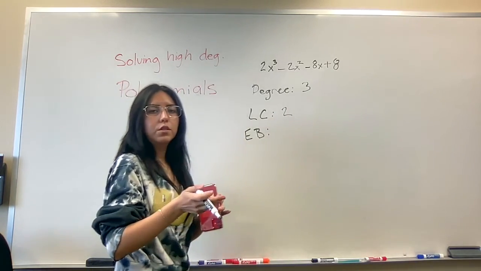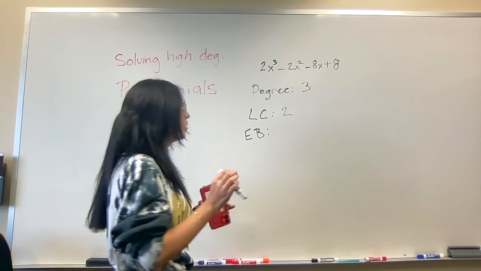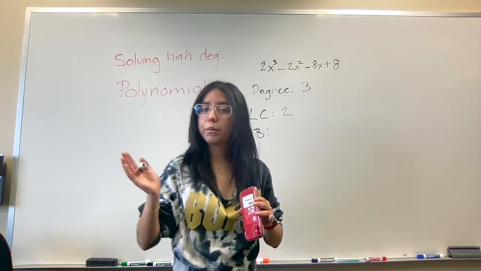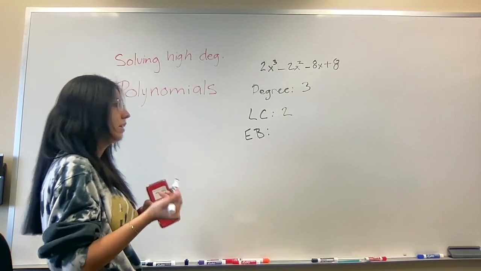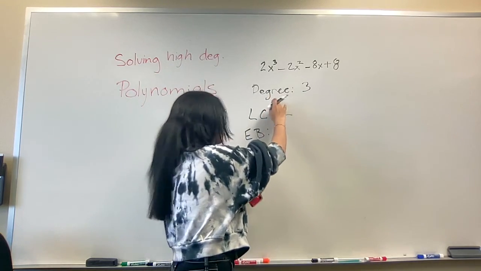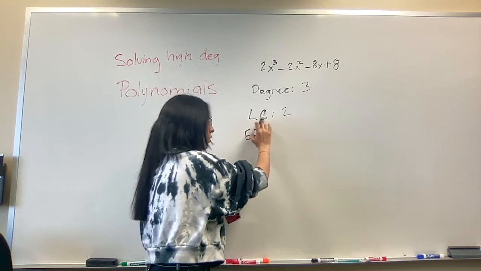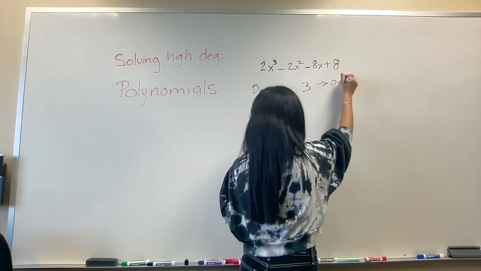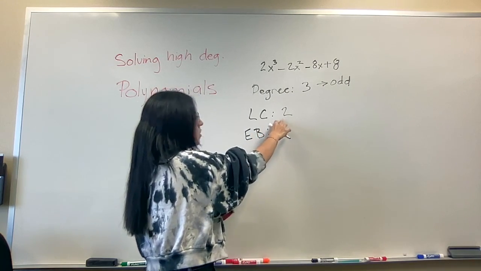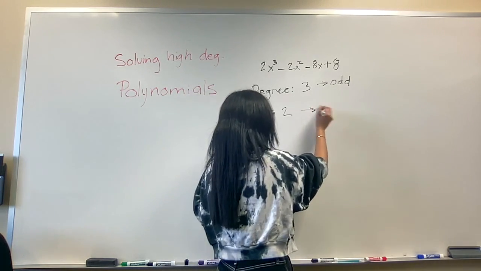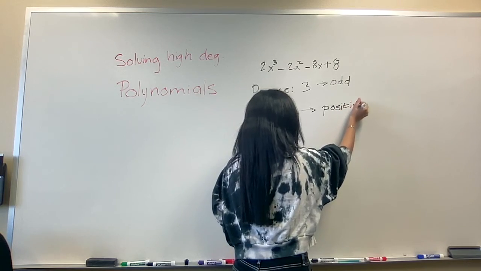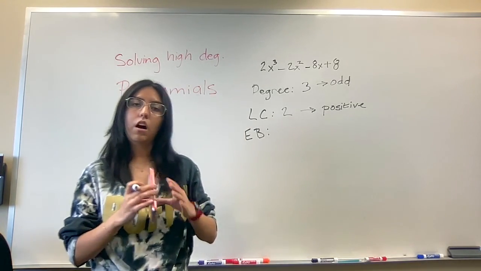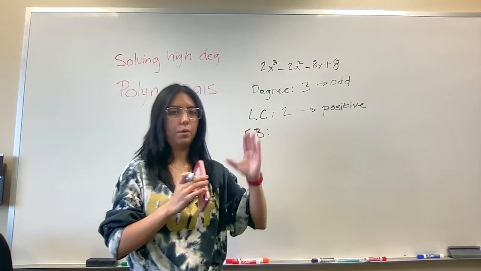Now to find our end behavior, if you go into section 6.3, it will give you the end behaviors, or whether the graph goes up or down, or both ends go up, or both go down. The way to find it is whether the degree is odd or even, and whether the leading coefficient is negative or positive. Our degree is 3, which makes it odd. Our leading coefficient is 2 with no negative sign, making it positive. Now we can figure out our end behavior: if it's odd, it will go down, and if it's positive, it'll go up.